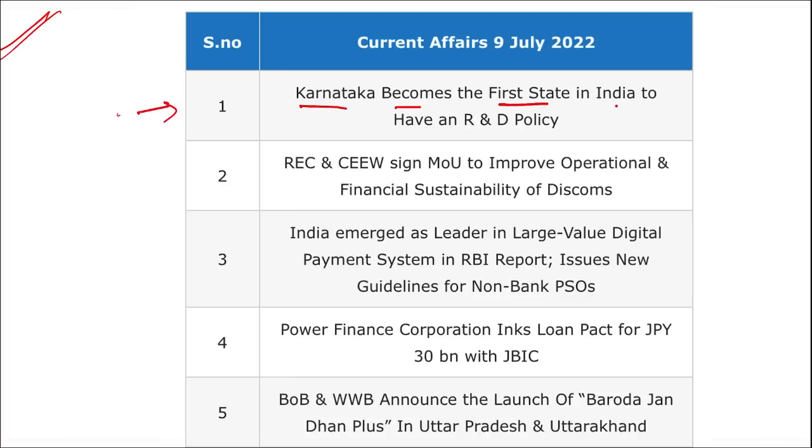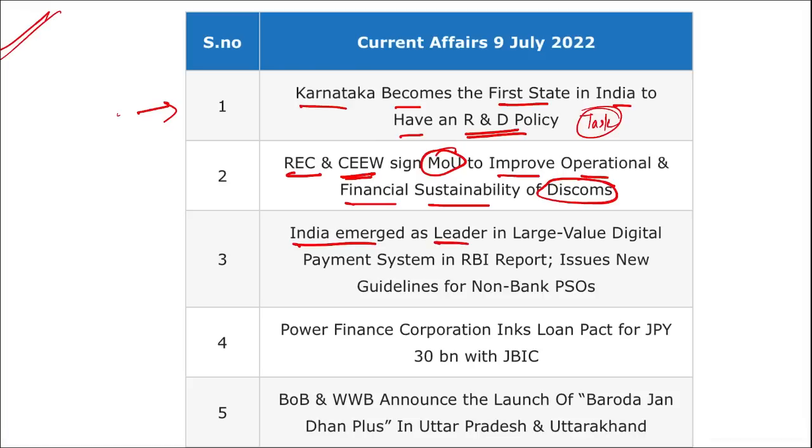Karnataka became the first state in India to have an R&D, that is a research and development policy, and a task force will be set up to implement it. REC and CEW, they had together signed an MOU to improve the operational and financial sustainability in the DISCOM sectors.